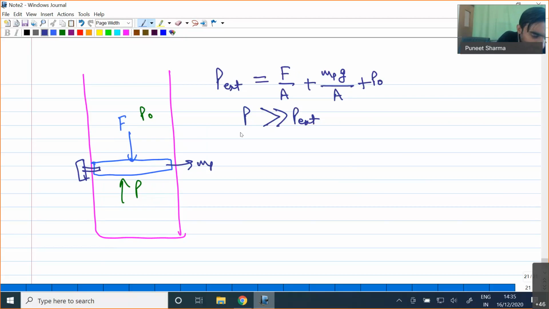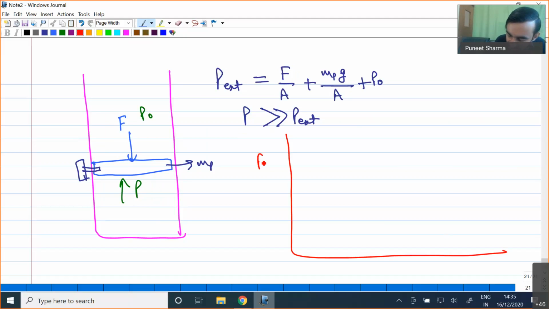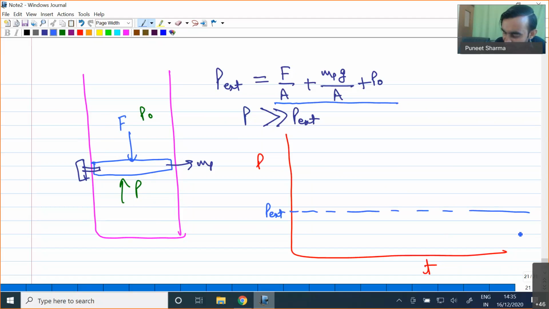Okay, so now if I plot this on a pressure versus time diagram, what will be happening? I'll have this as my P external value. Now if you see this external pressure, each and every term is constant, so the external pressure will remain constant with time. However, if I plot the initial pressure P, that is very large in comparison to our external pressure, so that's why P is very, very high.